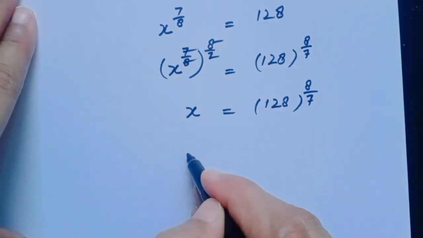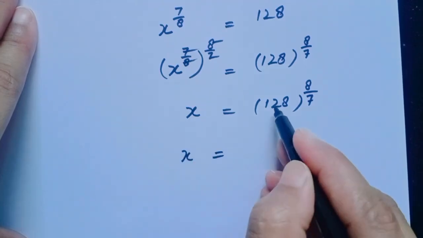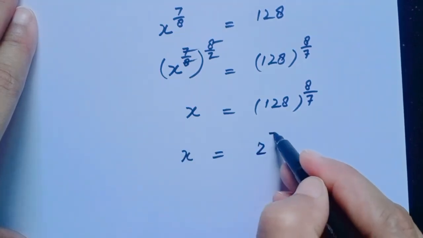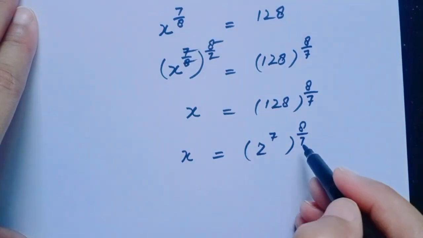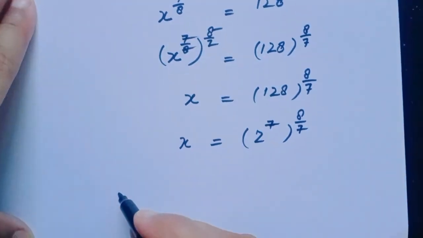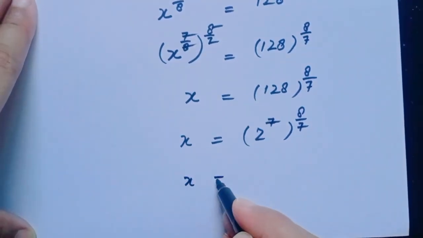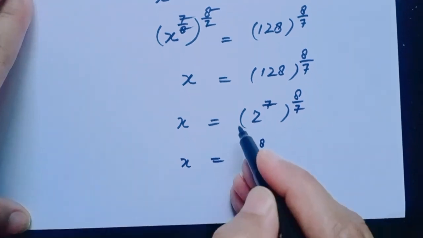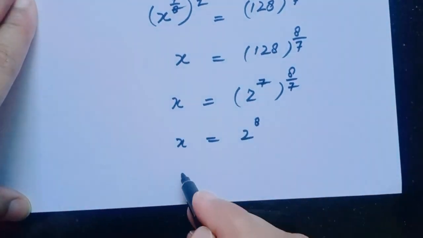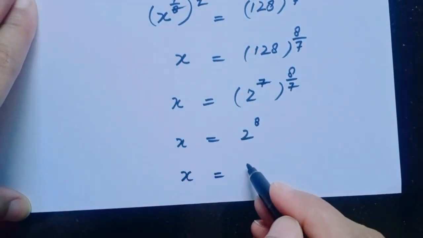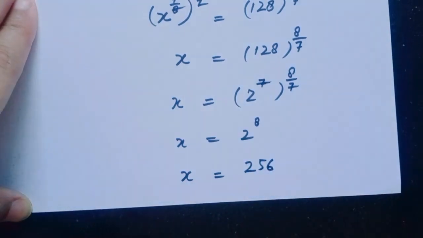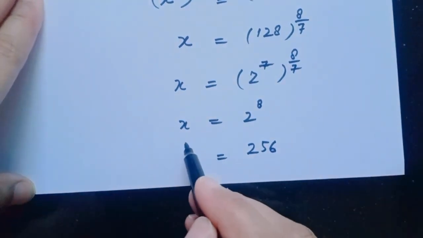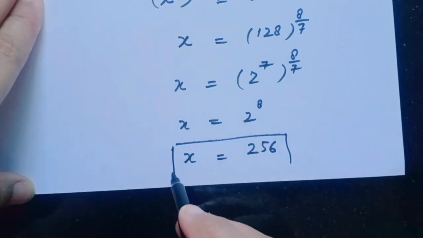We know that we can write 128 as 2 power 7. So x is equal to 2 power 7, whole power 8 over 7. In the next step, 7 goes with the 7 and x is equal to 2 power 8. We know that 2 power 8 is equal to 256. So it is the final value of x. It was the first method.